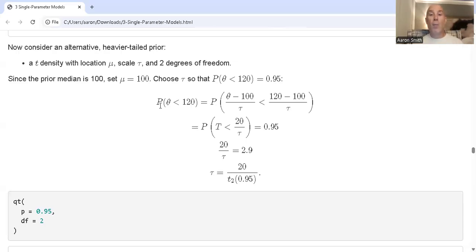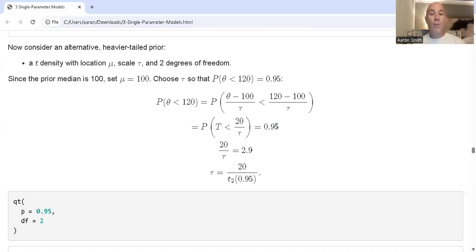All right, I'm going to go through and just do the mathematics. Inside here, I'm going to subtract both sides by 100, and then divide by tau, and set that equal to 0.95. I know from 2 degrees of freedom that T is going to have to be equal to 2.9 for this to be satisfied. I could look that up from a table.